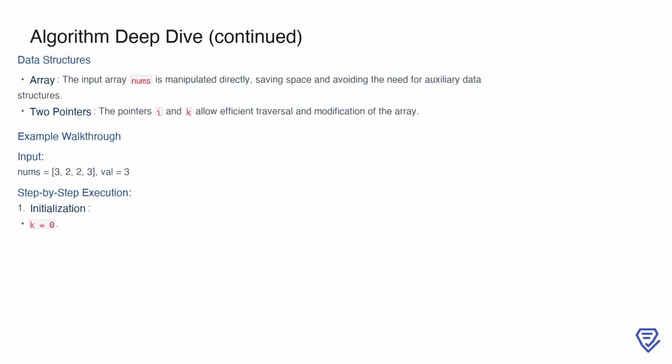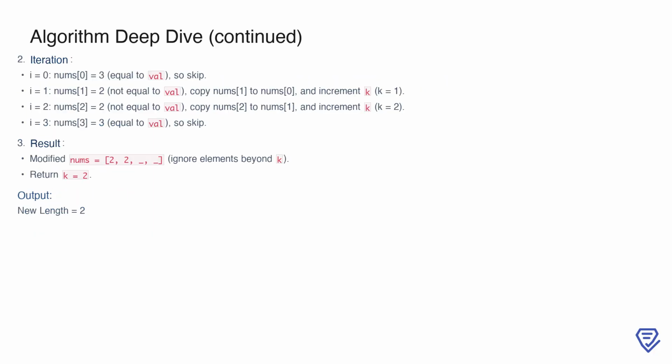Suppose the input array is nums equals [3, 2, 2, 3], and the value to remove is val equals 3. We start by initializing k equals 0, which marks the position where the next valid element will be placed. Now, we begin iterating through the array. At i equals 0, the value of nums[0] is 3, which is equal to val, so we skip this element. Next, at i equals 1, nums[1] is 2, which is not equal to val.